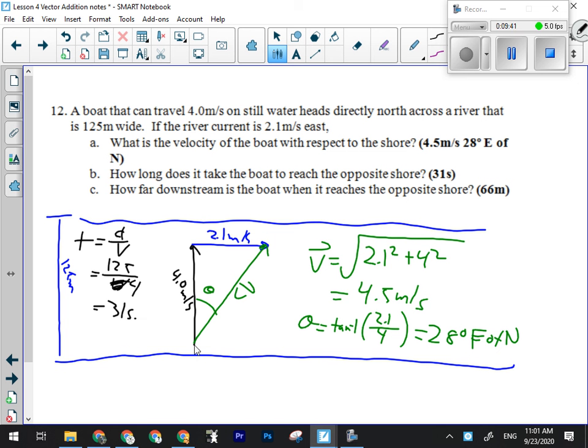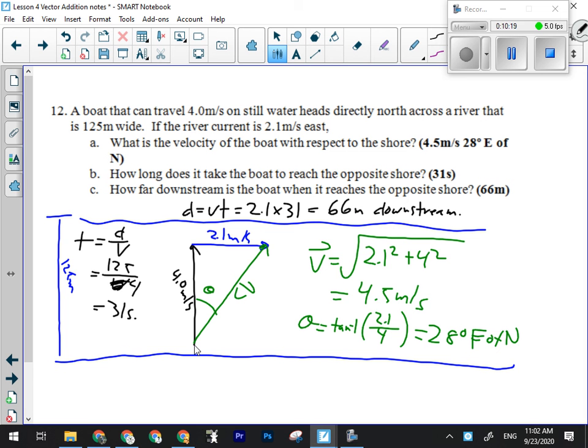Now that I know it's going to take me 31 seconds to get across, I also know how long I'm going downstream for. Do I know how fast I'm going downstream? 2.1 meters per second. So now I can take this time, because time is scalar, it can apply to another one of my vectors, the 2.1. So to figure out how far downstream I go, d equals v times t, 2.1 times the 31 seconds is going to give me 66 meters downstream.